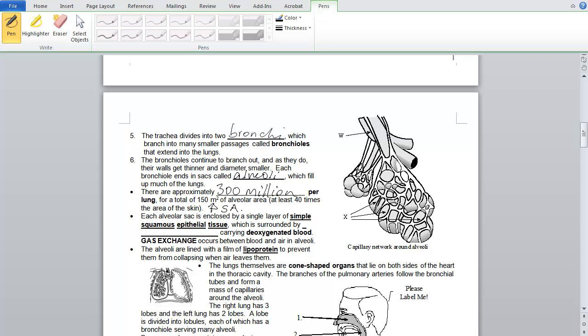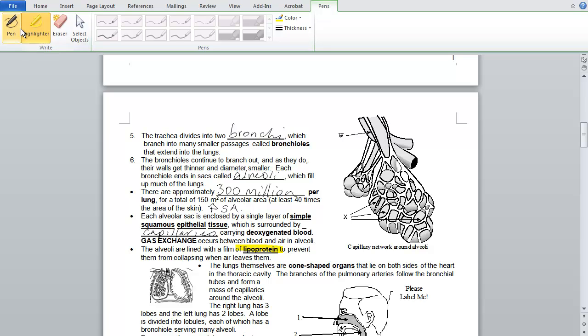Each alveolar sac is enclosed by a single layer of cells, which is surrounded by capillaries. So there are many capillaries that are carrying deoxygenated blood here. Gas exchange is going to occur between the blood and the air in the alveoli. The alveoli are lined with a thin film of lipoprotein, and this lipoprotein is just to prevent the alveoli from collapsing on themselves. So let's go to this diagram here on the right.